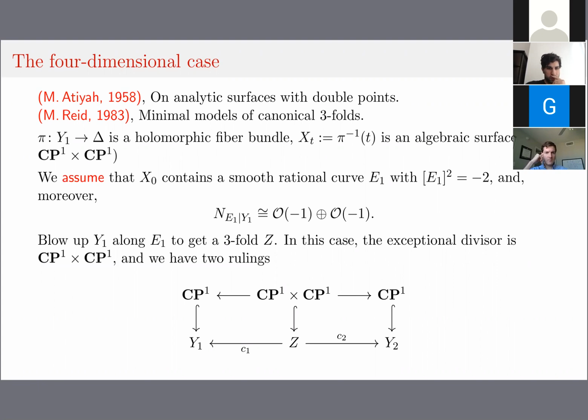Now let's assume that we have one such bundle. And we denote this sphere, this rational curve, by E1. So now we blow up Y1 along E1 to get a threefold. And in this case, the exceptional divisor is CP1 times CP1. Well, an exceptional divisor is a ruled surface, and it should be the projectivization of the normal bundle of the curve along which you do the blow-up. Now our normal bundle is O(-1) plus O(-1), and it has the trivial projectivization. So what you get is CP1 times CP1.